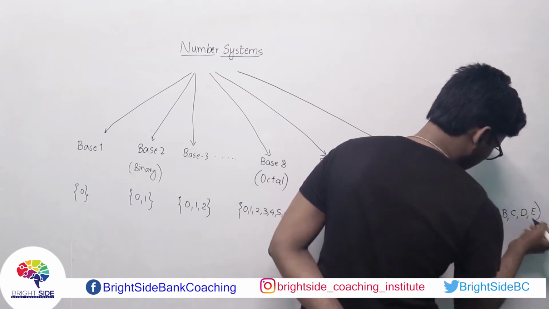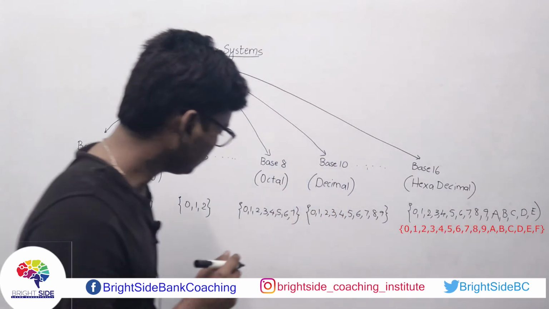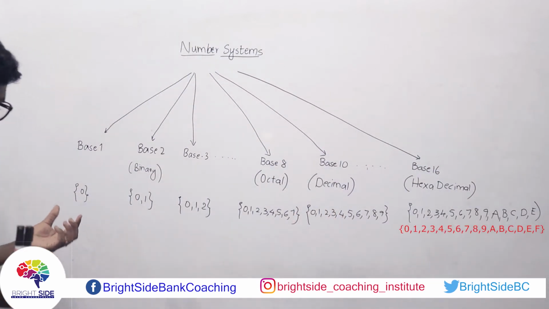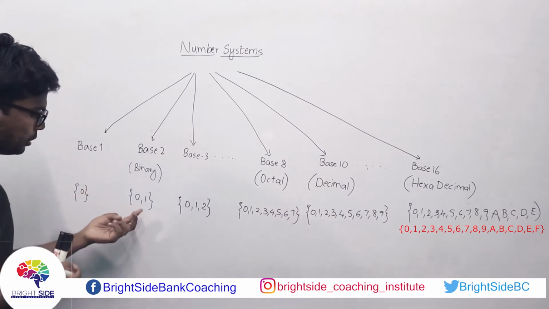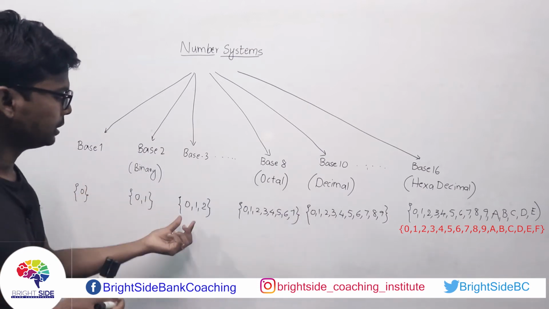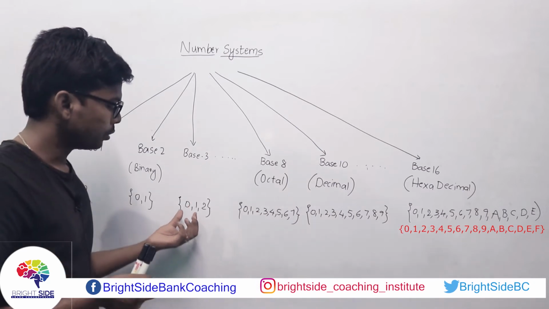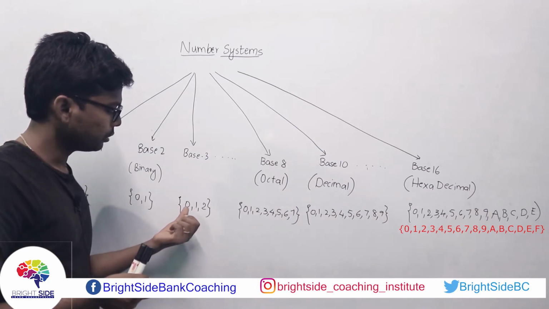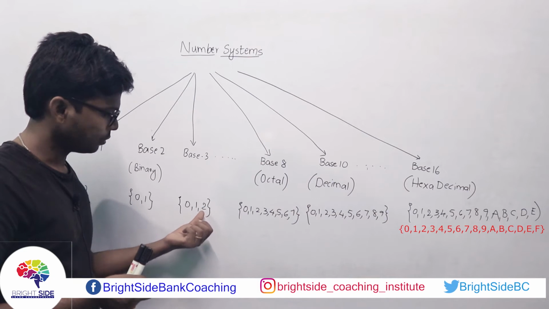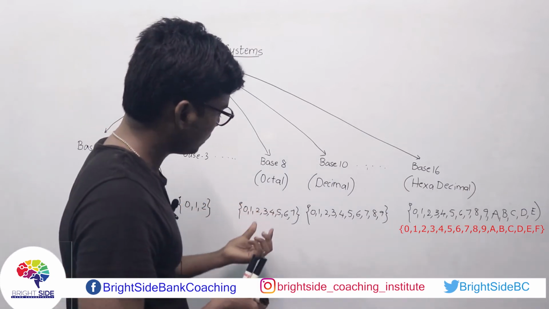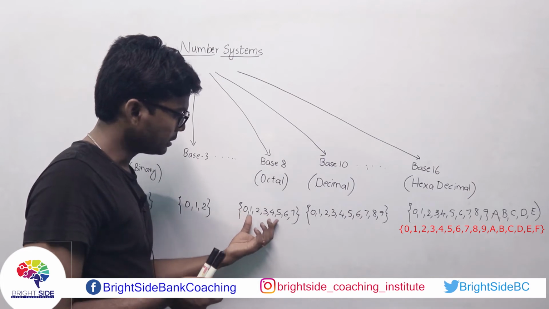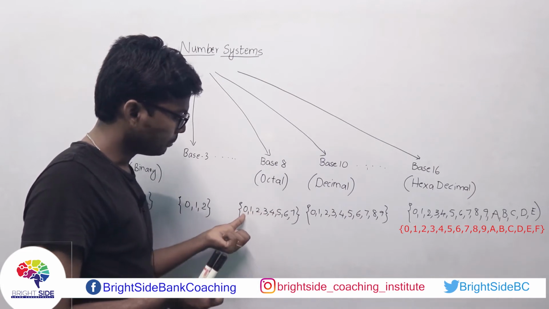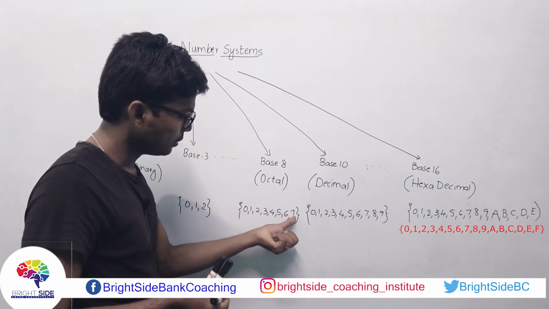Okay, so let us see once again. In base 1, one element, that is 0. In base 2 we have two elements, that is 0 and 1. Base 3, three elements or three symbols, those are 0 to 2. Okay, in base 8, which is also called octal, you have number of elements as 8 and the number starts from 0 and ends at 7.